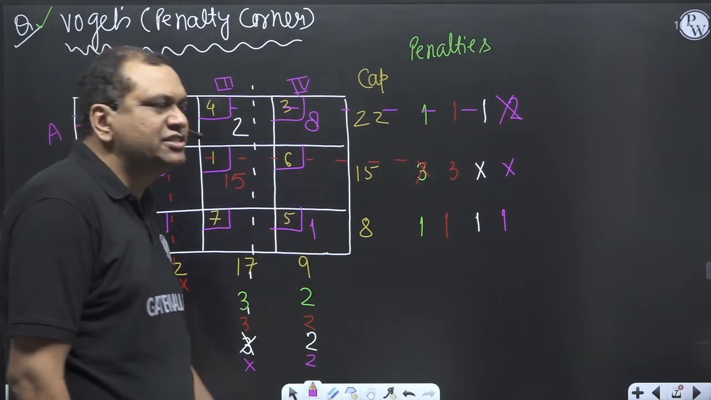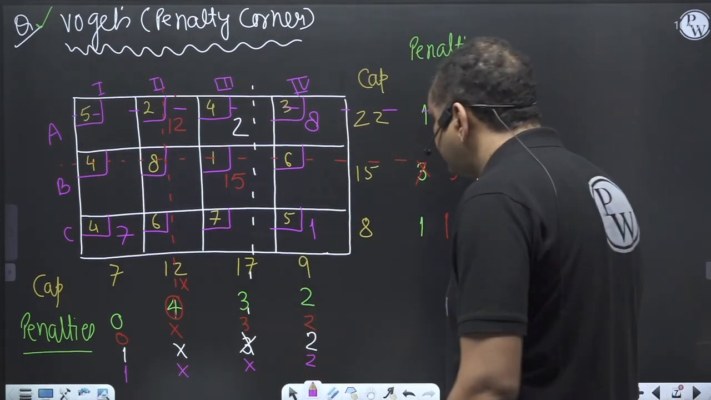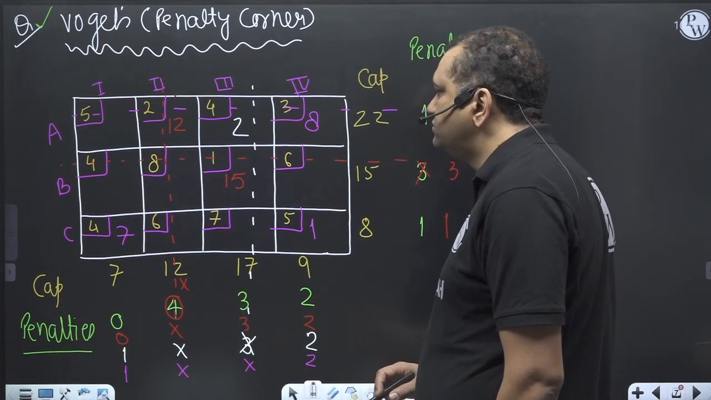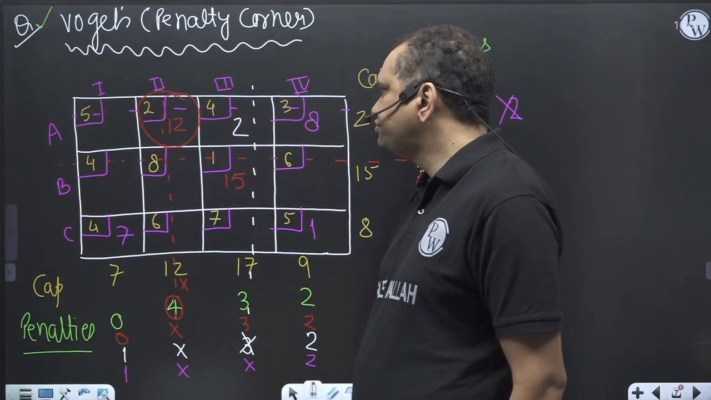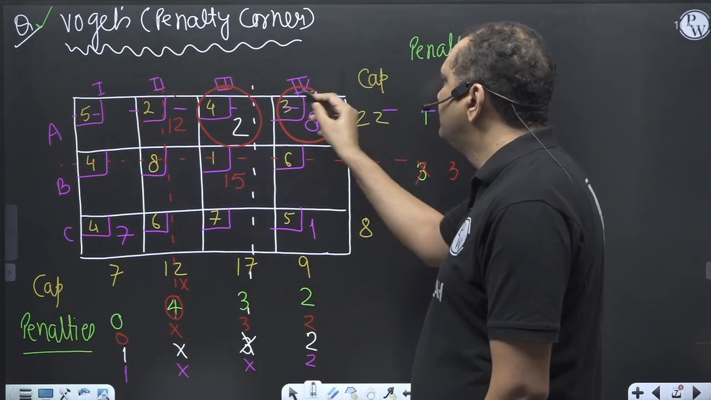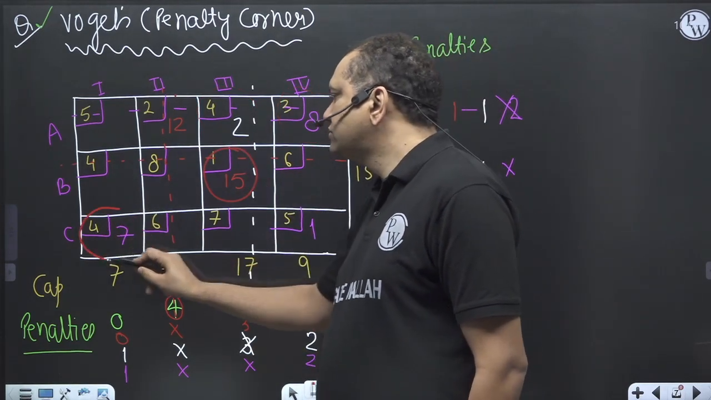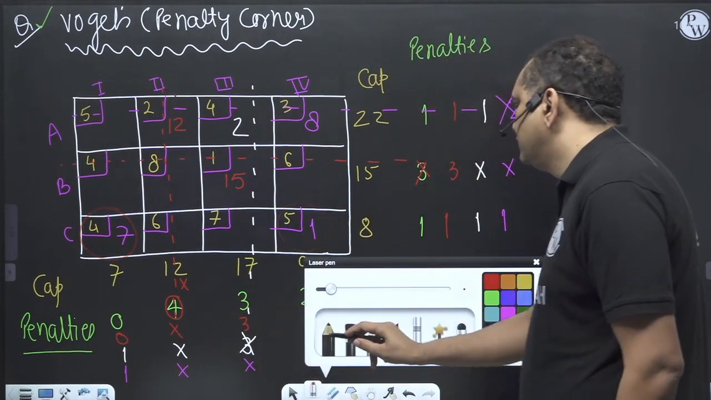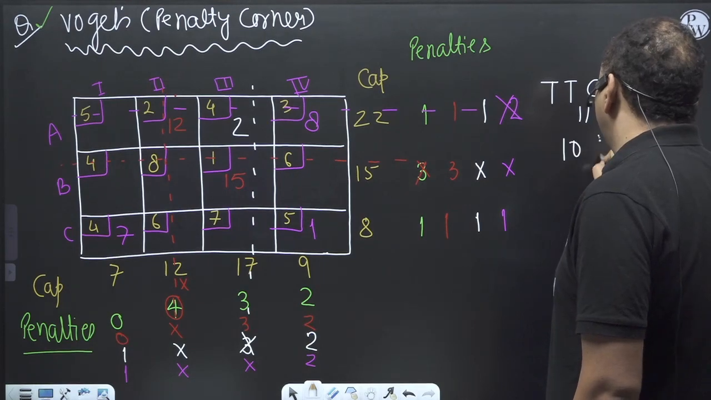So these are the allocations based on Vogel's approximation method or penalty corner method. To calculate the total transportation cost, 2 into 12, 4 into 2, 3 into 8, 1 into 15, 4 into 7, and 5 into 1. So total transportation cost comes out to be 104.